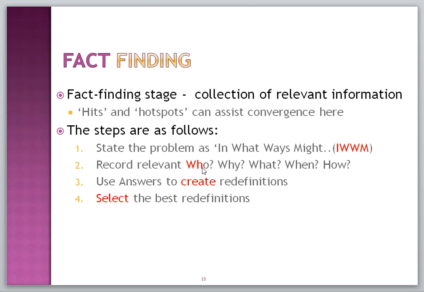So you begin to collect information and redefine the problem again according to answering the question of who, and then answering the question of why, and then what, and so on. So we use the answers to create a redefinition again. And then at the end, after our thinking process, using this tool, we select the best redefinition that is related to good understanding of the problem based on the fact-finding information.